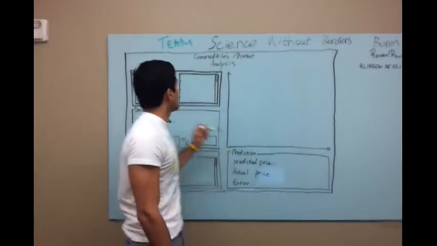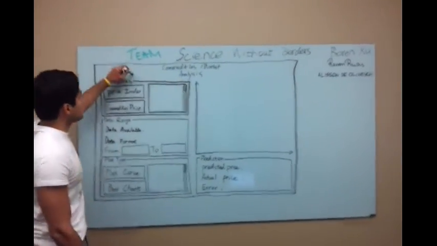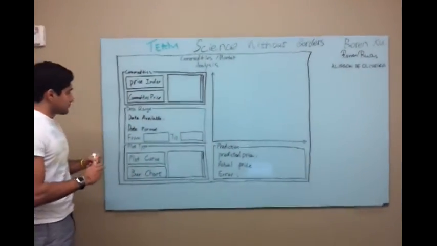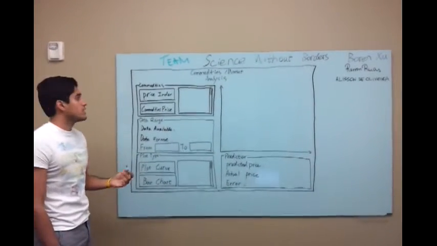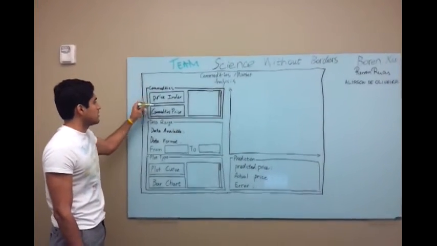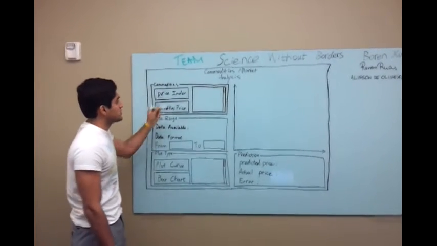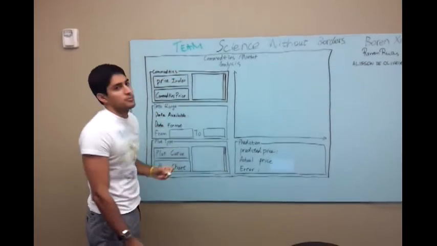So this is the GUI layout. It's divided in two parts, the first one and the second one. In the first one you can see the commodities, so you can choose your commodity. This could be a price index or a commodity price. After you decide one of them, a list of options will appear right here. So you have a set of options.